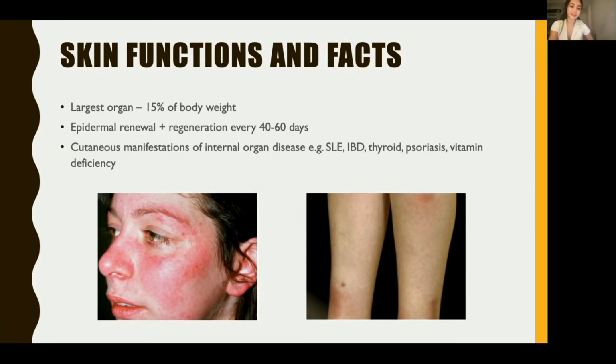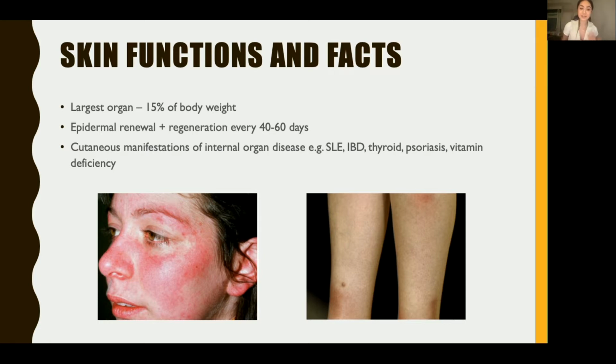So skin functions and facts. It's the largest organ in the body. It's 15% of human body weight. And it's quite an externally dynamic organ. You have a constant turnover of cells, and the cycle of renewal and regeneration is about 40 to 60 days. That probably means that about half the dust at home is just your skin.